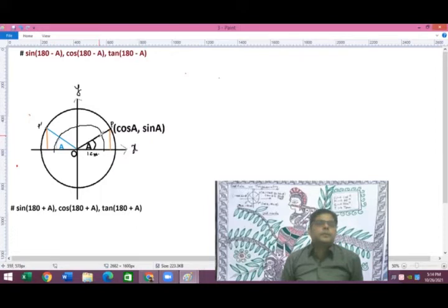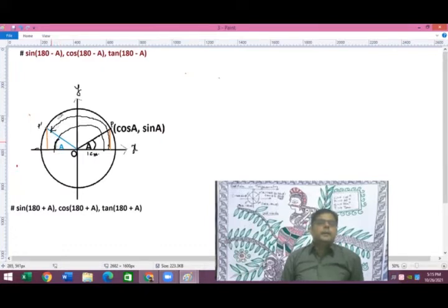That means we talk about the angle from here up to here only. So this angle is in fact 180 degrees minus A, and the position of P will be P dash in the second quadrant, because 180 degrees minus A is still in the second quadrant. So this angle is here. So we relate the angle A in the first quadrant to the second quadrant by taking an angle difference of A over here.